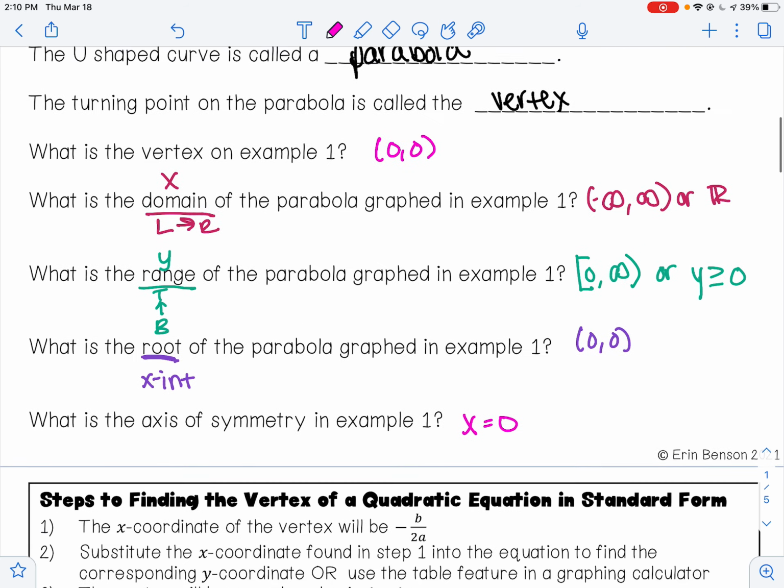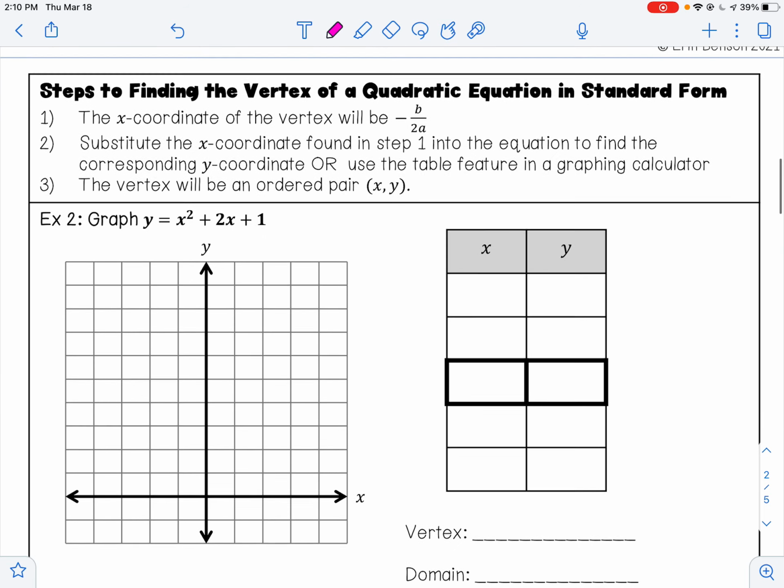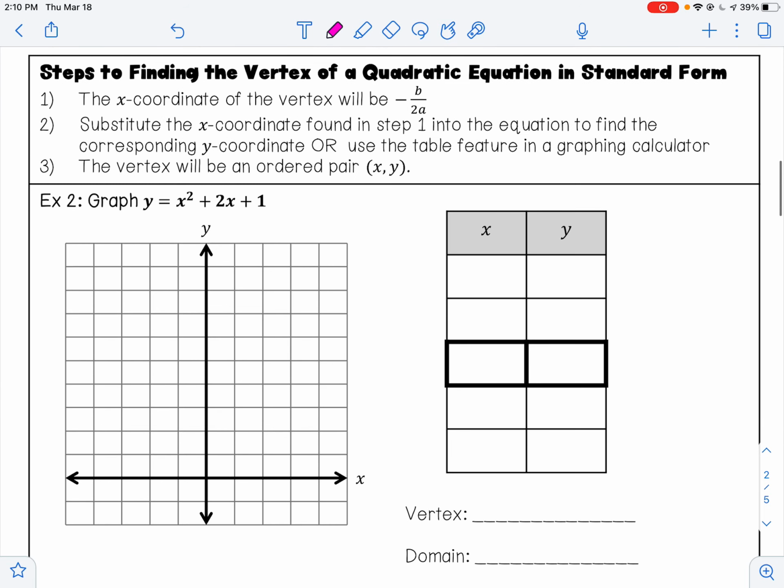So now let's go to the next page. On example 1, we were given the table of values already, and conveniently, the vertex was in the middle of our table. But what if we are just given an equation, and we have to come up with our own table of values? Well, there is a way to get the vertex when it is in standard form.